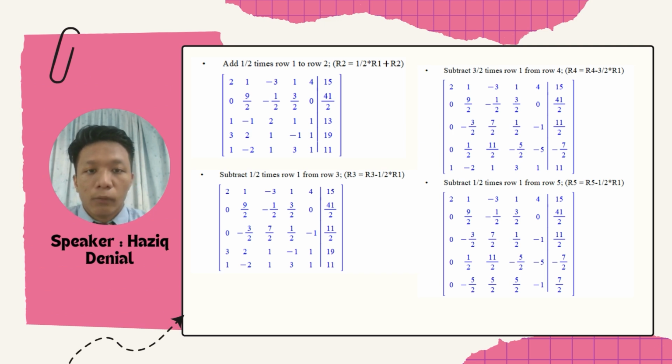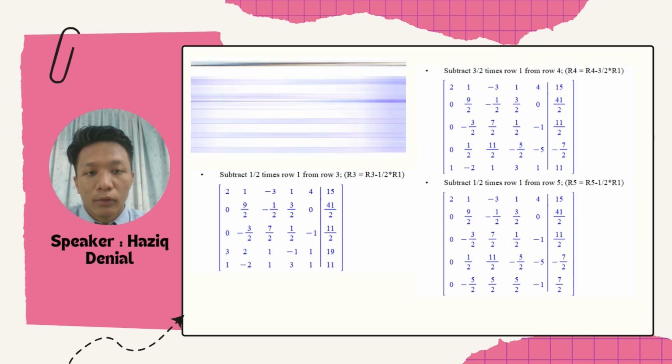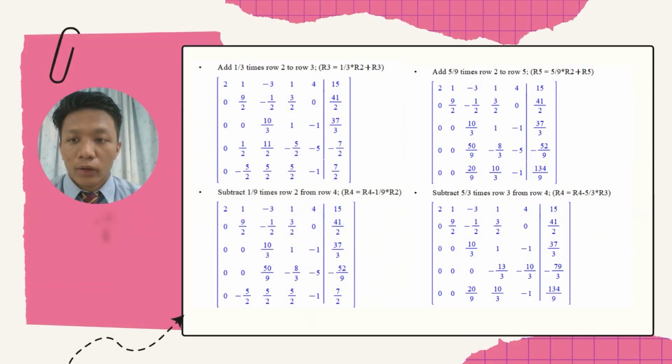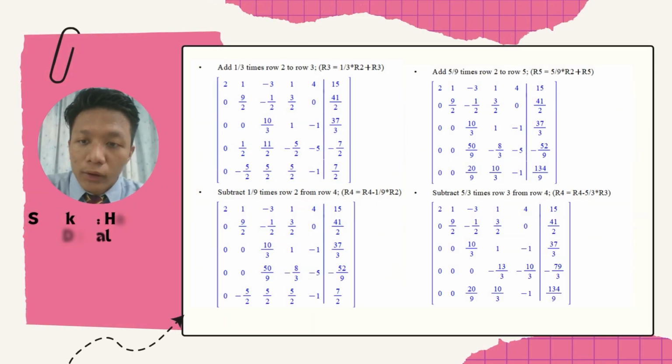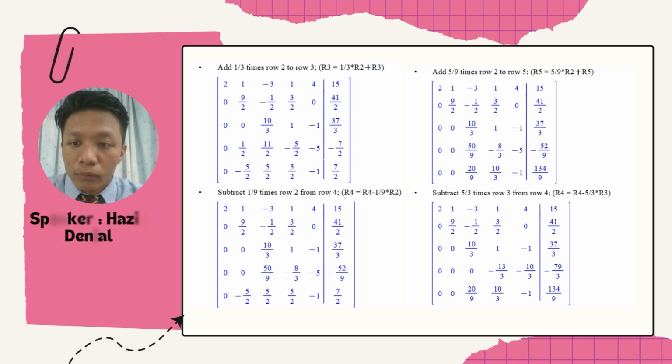And then we have to subtract 1 over 2 times row 1 from row 5. After that, we have to add 1 over 3 times row 2 to row 3, and the output will be like this. And then we have to subtract 1 over 9 times row 2 from row 4, and the output will be like in the slide. And then we have to add 5 over 9 times row 2 to row 5.